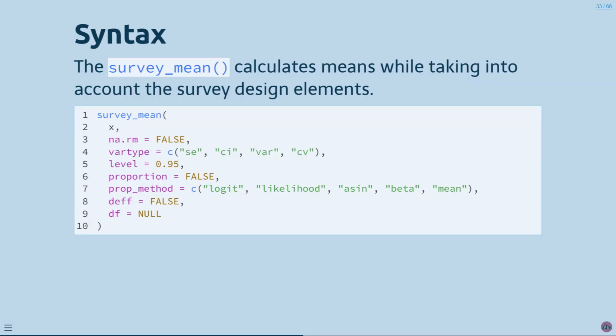But then we also have this variance type. So we can specify whether or not we want it to output the standard error, the confidence intervals, and so on. And then we can specify the level of those confidence intervals in the variance. So the default is 95. And then we can also use this for proportion. So we can specify whether or not proportion is true or false. So if we're just doing a mean, you want it to be false. And then there's information on what type of proportion method you want to use. So if you are using this for a proportion, you can specify the exact information on there.